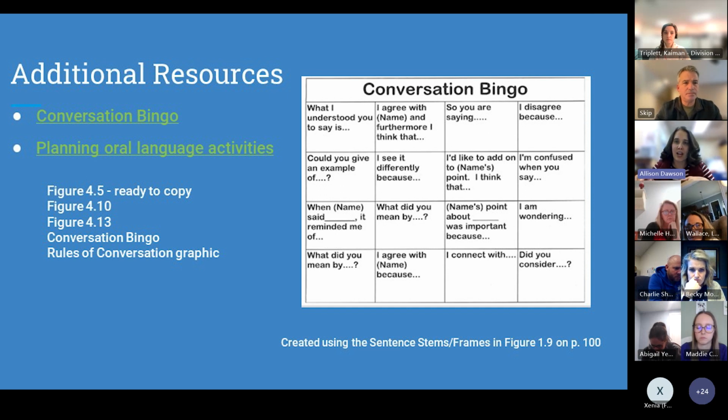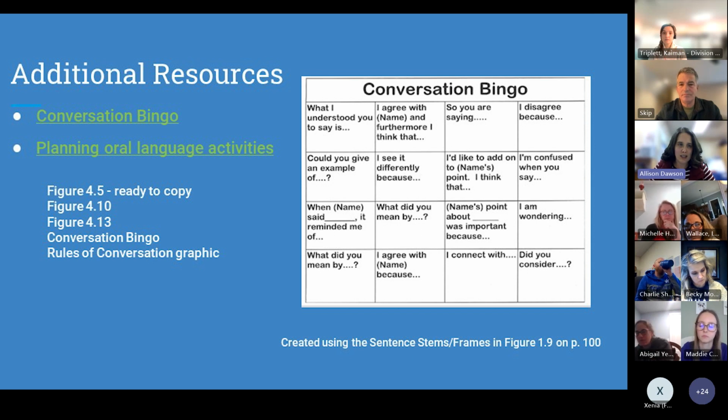And I did put the slides in the chat again, so when you have your work time, you can open them up. Hopefully you can see them all. The first link on this slide is to this document that's called Conversation Bingo. And I created this one using the sentence frames that are on the top of page 100. So this is a fun thing to do with whatever you're talking about, or you could have it in your classroom and keep it out all week, where if you hear someone or you use one of those sentence stems, you put a stamp on it or you put a star on it, and then you try to get 4 in a row. See who can do that.